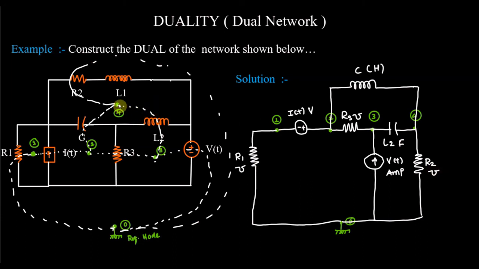Fine. Similarly, there is L1. So for L1, the self admittance will be converted between 4 and 0. But as these are in series, they will come in parallel, like this, and it has a capacitor, because the dual of the inductor is a capacitor whose value is L1 farad. So you can see that in that way we have converted the given network into its dual network.